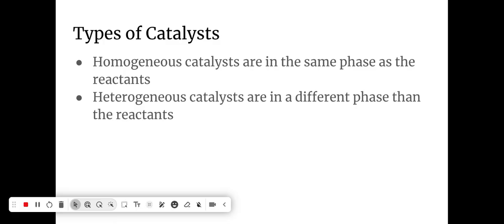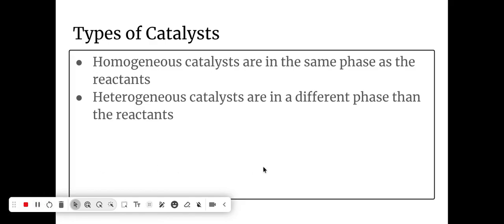A common example is the use of solid platinum in catalytic converters to speed up the breakdown of harmful gases in the exhaust. The catalytic converter is a solid, and the gas goes through there, and that's where they're breaking down harmful gases. The catalyst is in a different phase of matter than the reaction, so that's why it's different.